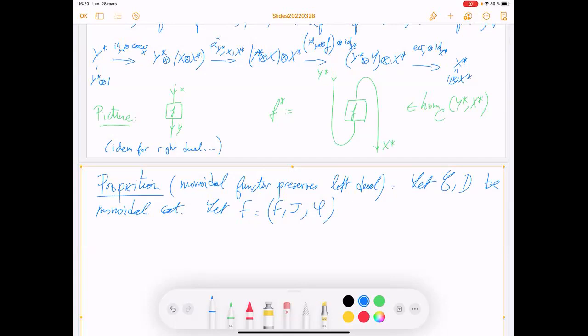So you have this to be monoidal. In this notation, the phi is redundant, but we will need it. So I write it like that in the former way. So F is a monoidal functor from C to D. So you take an object in C admitting a left dual.